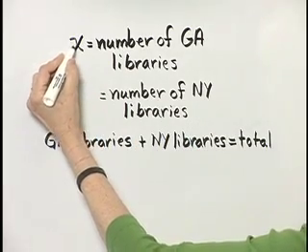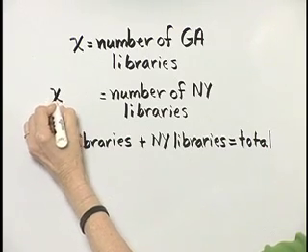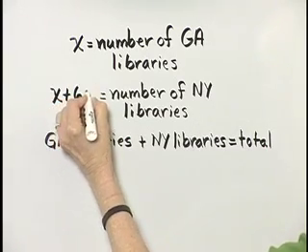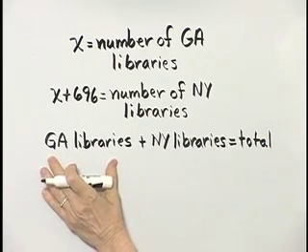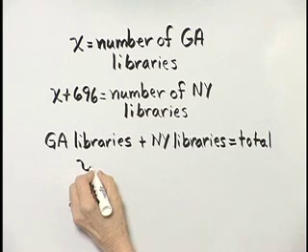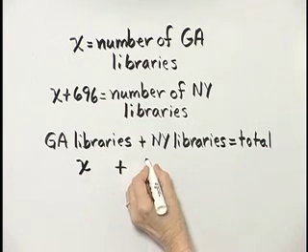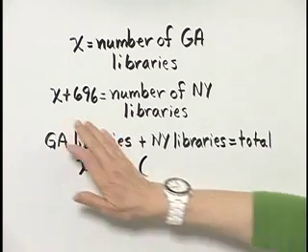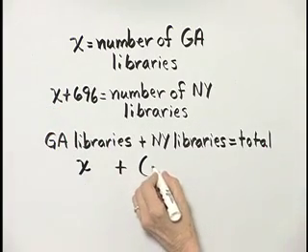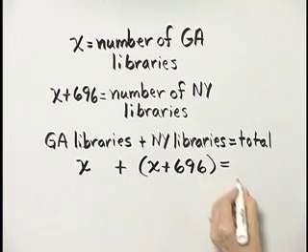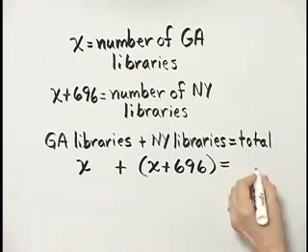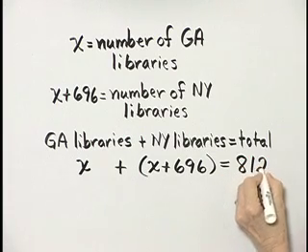696 more than this, so that's X plus 696. Very important for you to understand. And then let's translate to an equation the number of Georgia libraries, which we've let be X, plus the number of New York public libraries, that is X plus 696, is equal to the total for these two states, which is given to us to be 812.